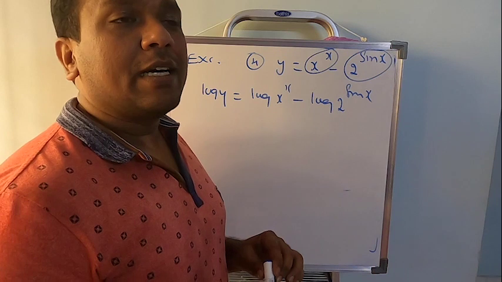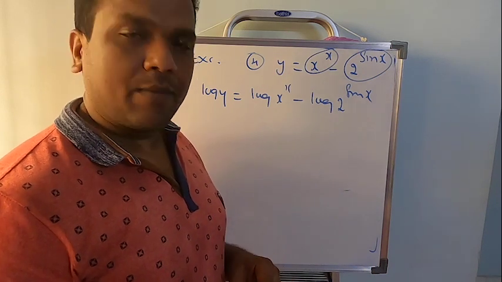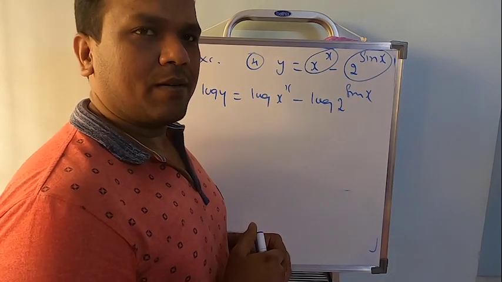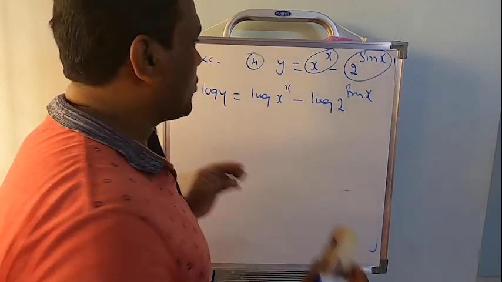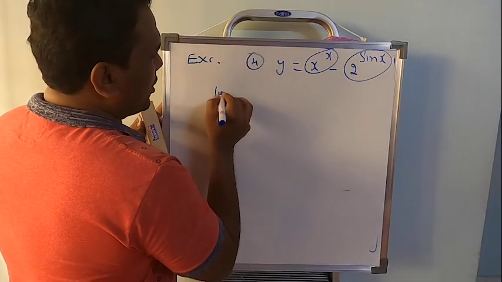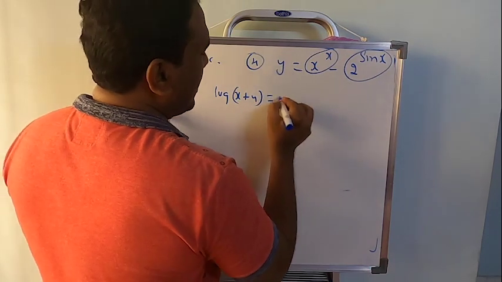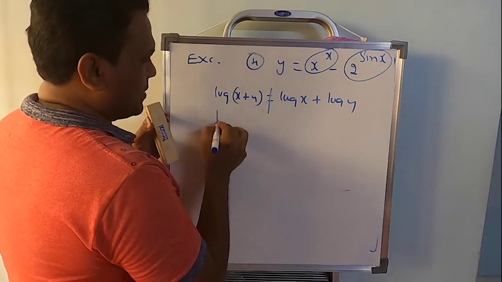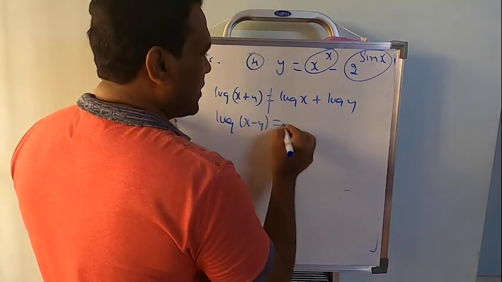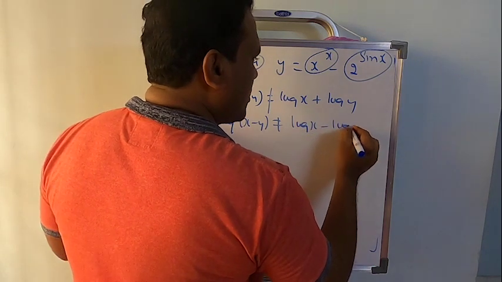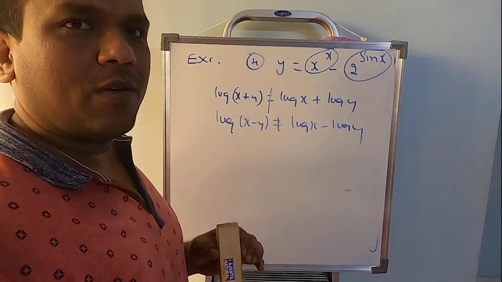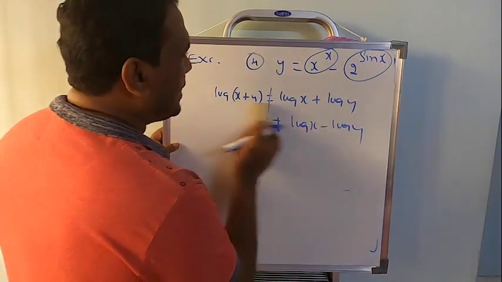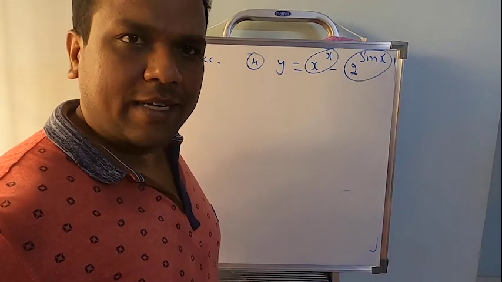Most of the students will do this. These kinds of problems will be given in the examination intentionally, because they know most of the students will write this step and they will go wrong. So why is this wrong? Quite simple. I told you, you cannot write log of x plus y as log x plus log y. Similarly, you cannot write log of x minus y as log x minus log y. These two are not possible. But still you have function to the power function, so how to do it? A bit different method. So what I need to do is not apply log in the beginning itself.